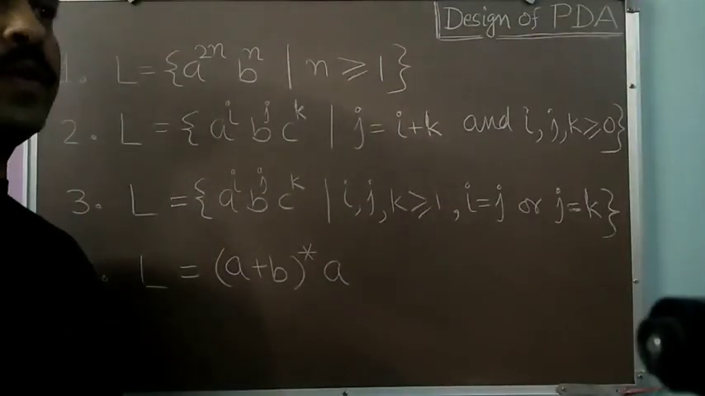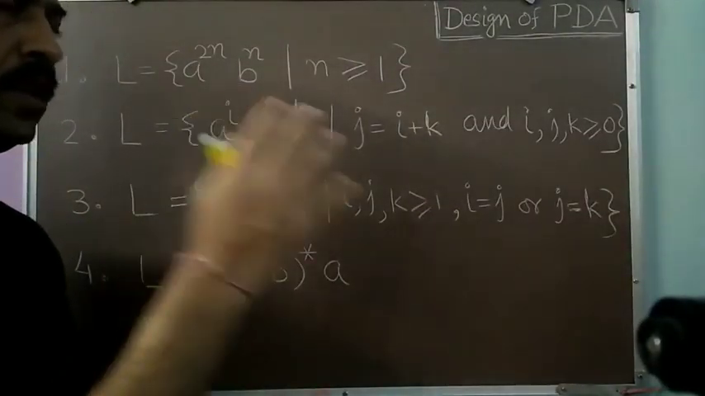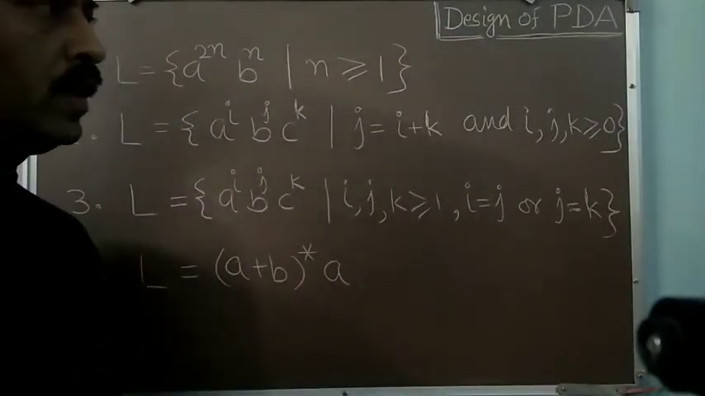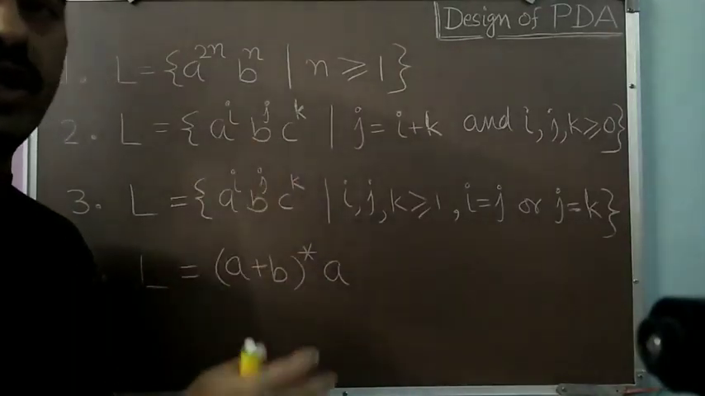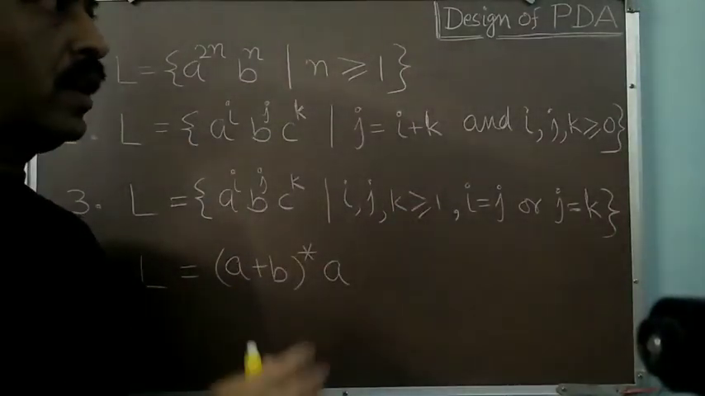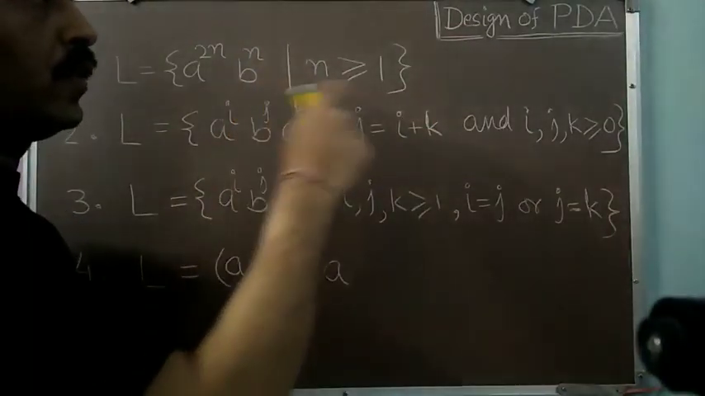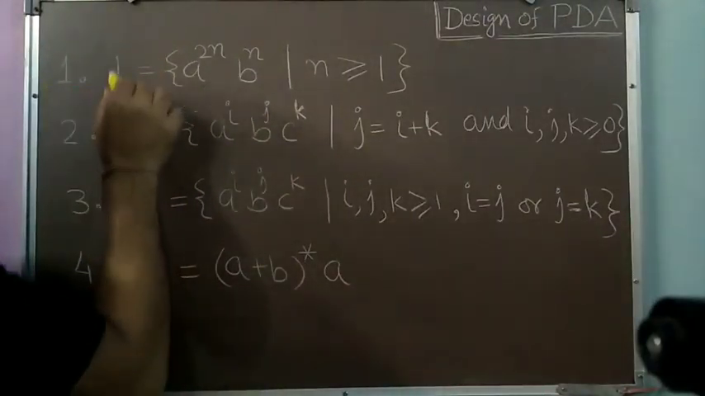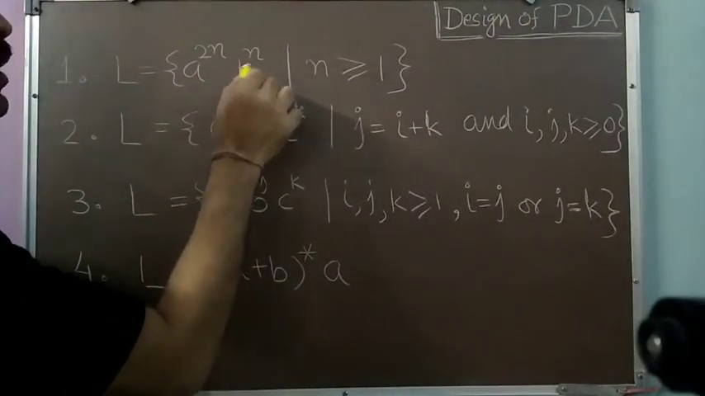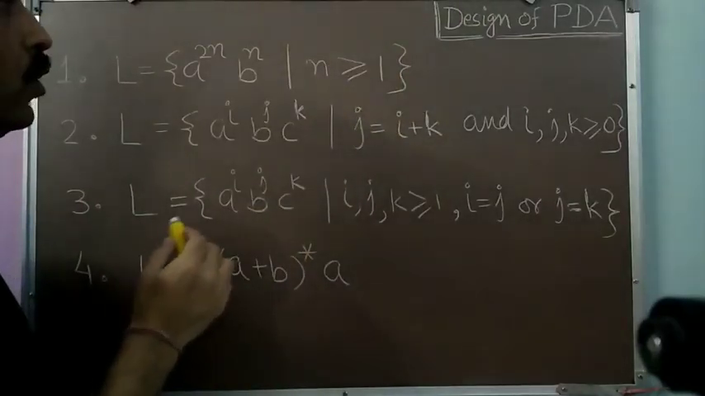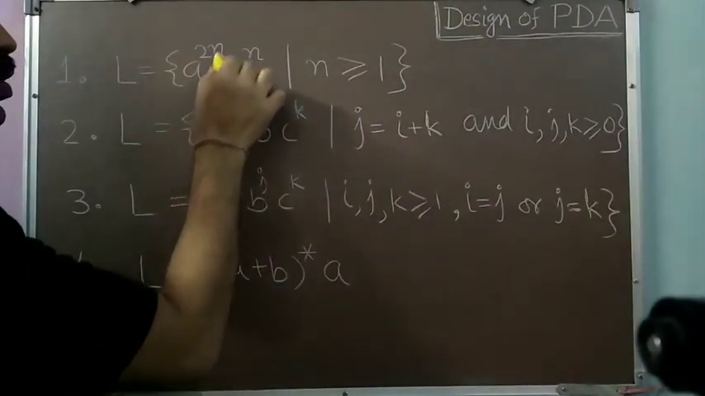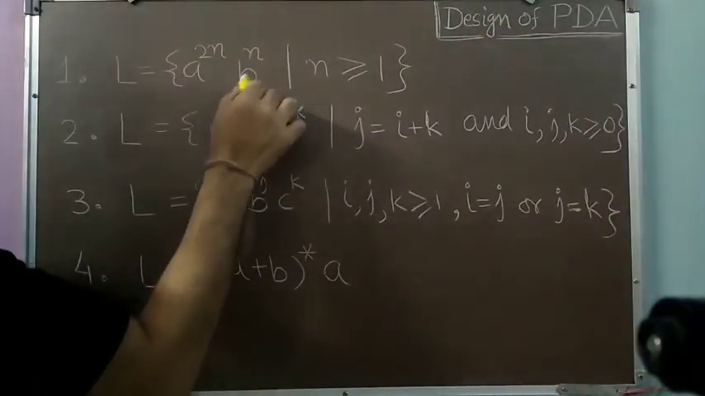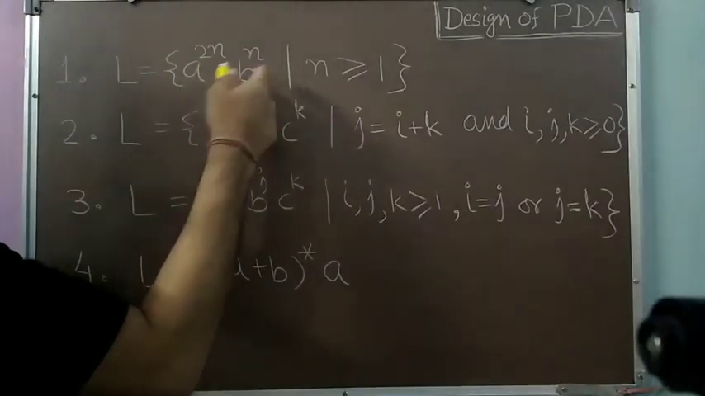Now, on the basis of the discussion up till today, I am giving you certain problems which I wish you to solve, and we will be discussing their solutions in the next lecture. That will be our last lecture on the design of PDA. The first language is L equal to A to the power 2n, B to the power n, such that n is greater than or equal to 1, meaning corresponding to each pair of A's there should be one B. So the number of A's in our language should be exactly double the number of B's.